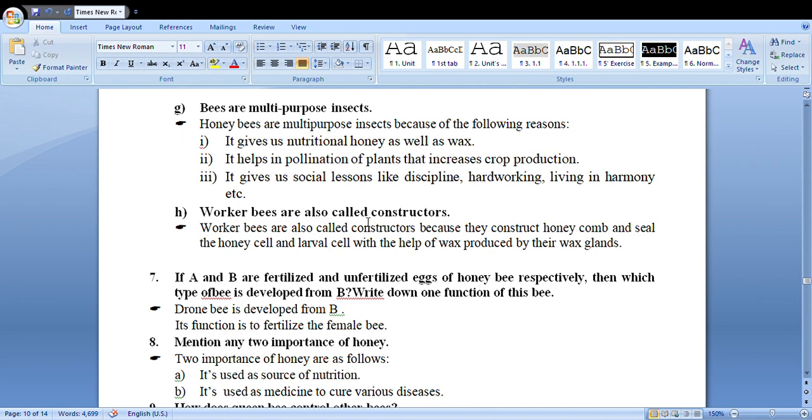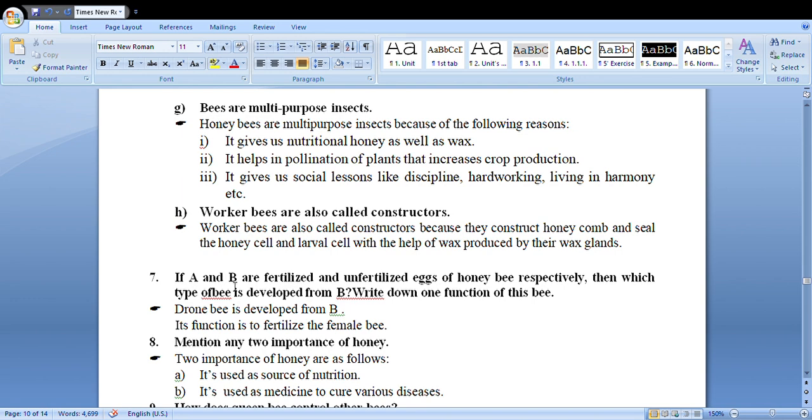Worker bees are also called constructor bees. Worker bees are also called constructors because they construct honeycomb. They comb by themselves and seal the honey cell and larva cell with the help of wax produced by their wax gland. So for this constructing behavior, they are also called constructors.